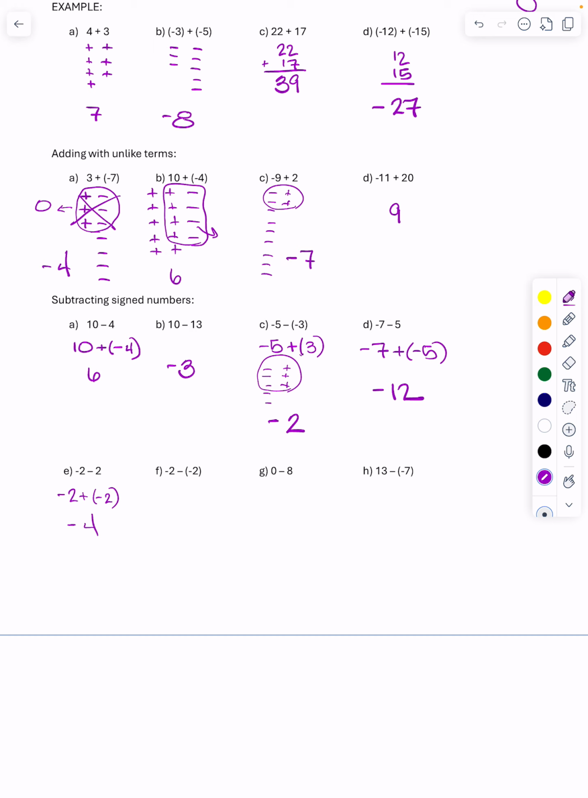That's different than the next one, -2 minus -2. Because anytime we subtract something from itself, we get 0. So I can rewrite it as adding the opposite just to make myself happy. A -2 plus a +2 is 0. For G, 0 minus 8, again, there's the subtraction. There's the -8. And for the last one, 13 minus -7, we are going to add the +7, 13 plus 7, and we get 20.